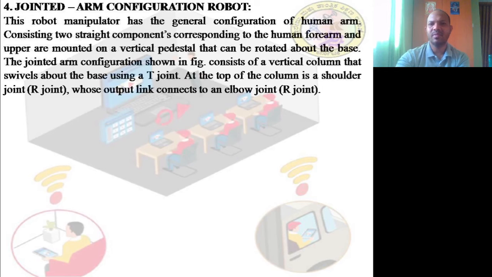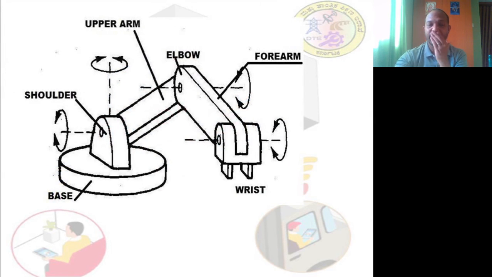And the final one is a jointed arm. It is called a jointed arm because, if you see this now, this is a shoulder, and this is an elbow, and this is the wrist. This is the upper arm, and this is the forearm. This is the shoulder, and then this is an elbow. It resembles a human arm.